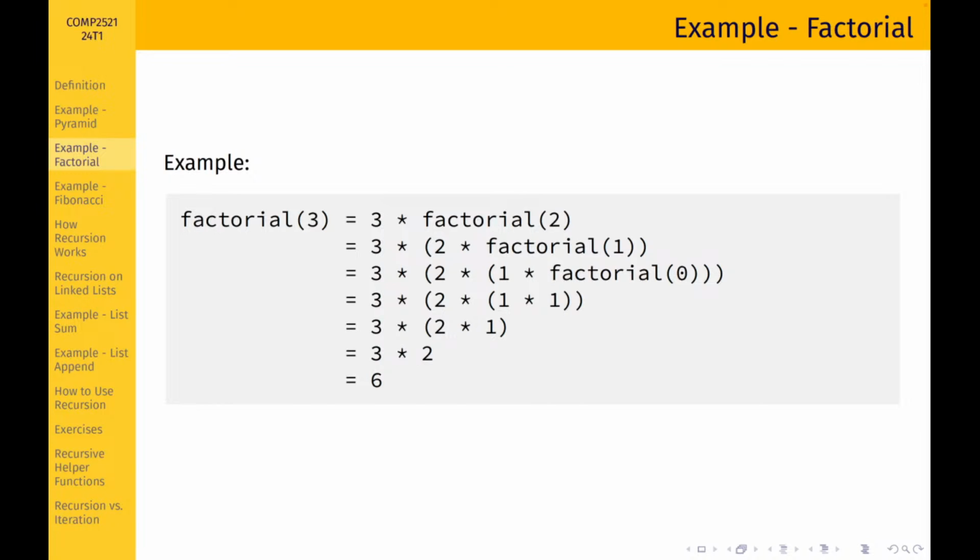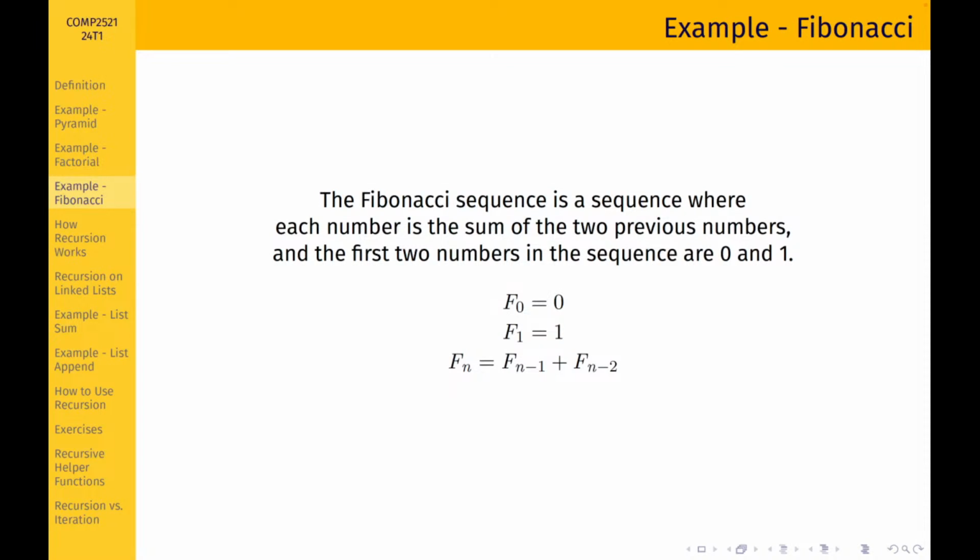Now, here's an example which might not be so easily implemented iteratively: the Fibonacci sequence. I'm assuming most of you know what the Fibonacci sequence is, but just in case you don't, this is how it's defined. The Fibonacci sequence is a sequence of numbers where each number is the sum of the 2 previous numbers. The sequence starts off with 0 and 1, then the next number is going to be 1, then 2, then 3, and then 5, and then 8, and so on.